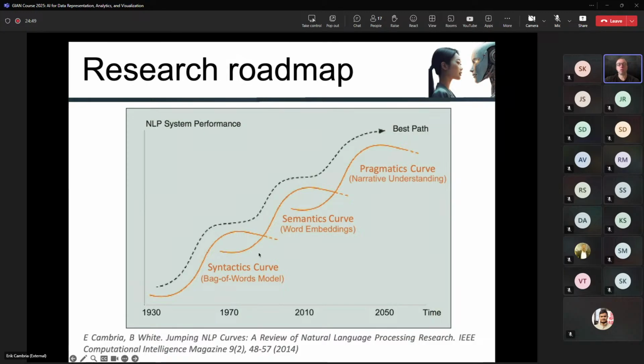And so here the most important point of jumping curves in general, not just in this case, is that you cannot keep doing incremental progress on a specific topic that is very complex. So sometimes you really have to jump the curve. So change completely what you were doing. And that's exactly what happened in NLP.